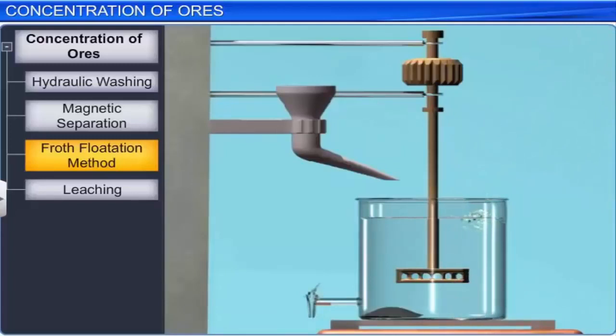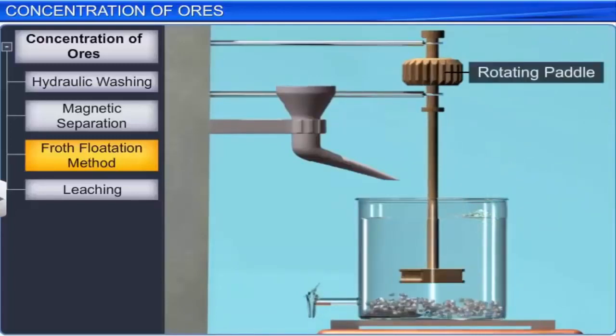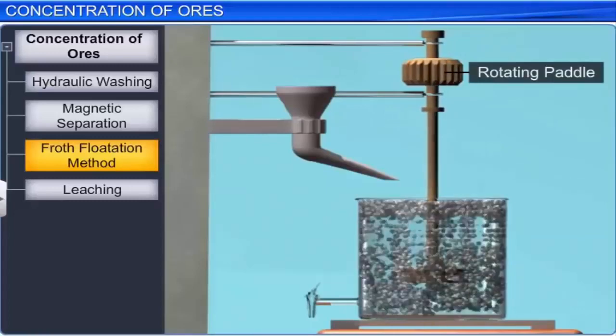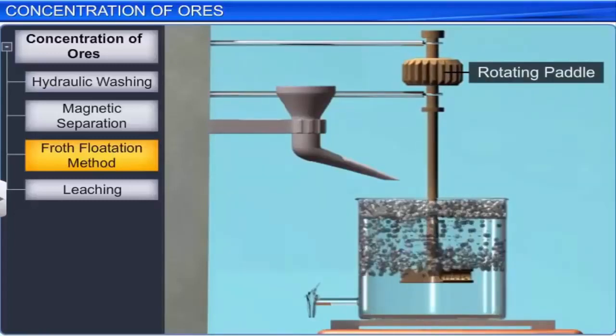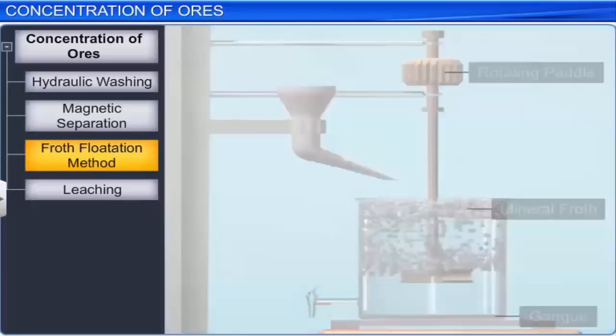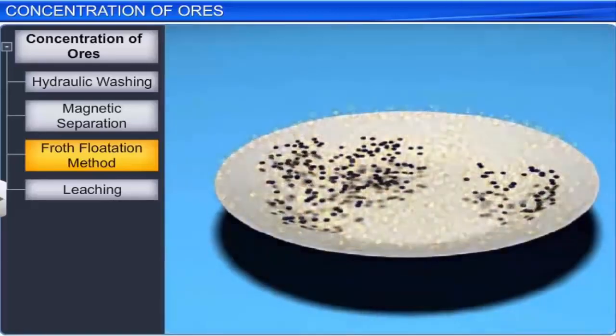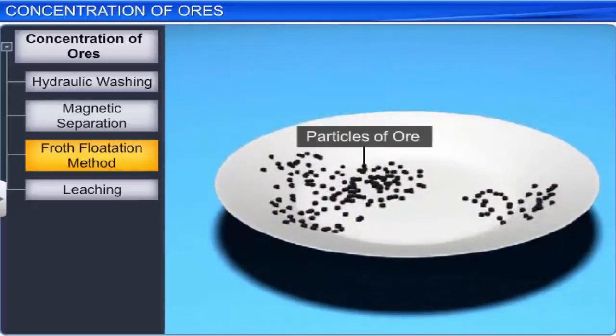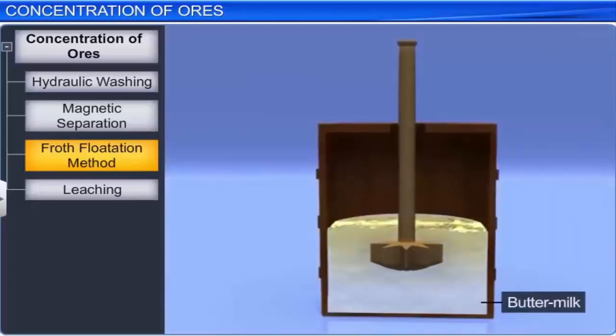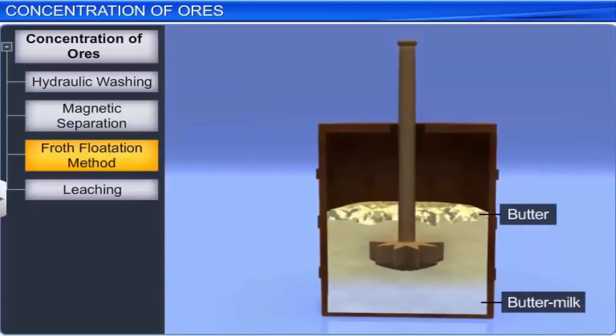The mixture is agitated with the help of a rotating paddle. This draws air into the mixture and froth is generated. The froth is then skimmed off and is dried to recover particles of the ore. This is similar to the technique that separates butter from buttermilk.